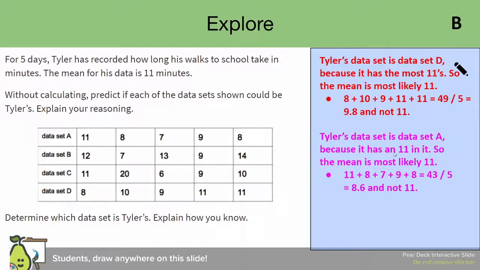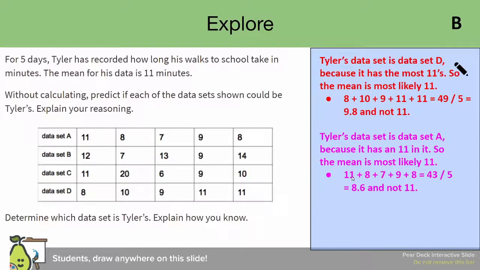Take a look at the student statement over here. And this student said that Tyler's data set is definitely A because it has an 11 in it. So the mean is most likely 11. Now, even though this logic makes sense because we are looking for the mean to be 11, having 11 in your data set is wonderful, but we need to look at the other numbers as well. And we can see that in this case, we have 11 plus 8 plus 7 plus 9 plus 8, which is 43. And divided by 5, that gives us 8.6 and not 11.